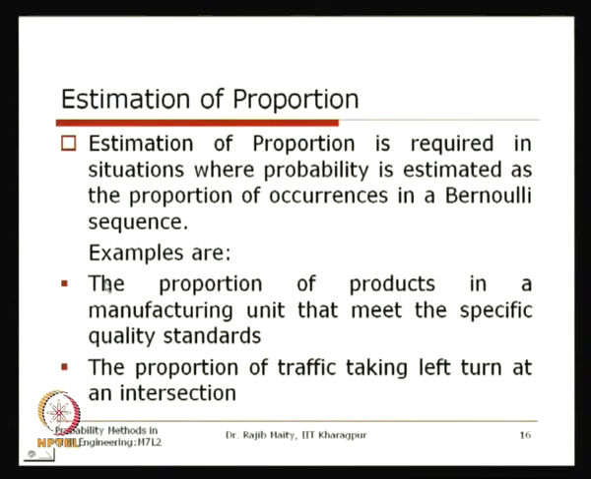Here the examples are the proportion of products in a manufacturing unit that meet a specific quality standard. So, what should be the proportion that I can say this much percentage of the product passes the quality test. Second is the proportion of traffic taking the left turn at a particular intersection. So, there is a total number of vehicles we can count, out of which we count how many vehicles are taking the left turn. In that way we can estimate the proportion taking the left turn at a particular intersection, just to design the traffic at that particular junction.